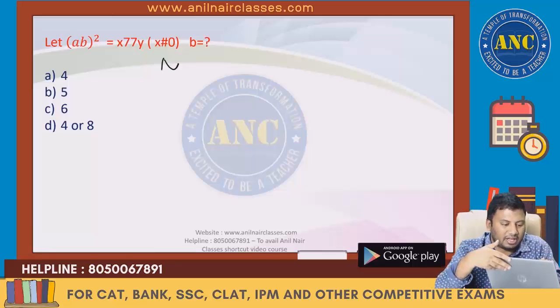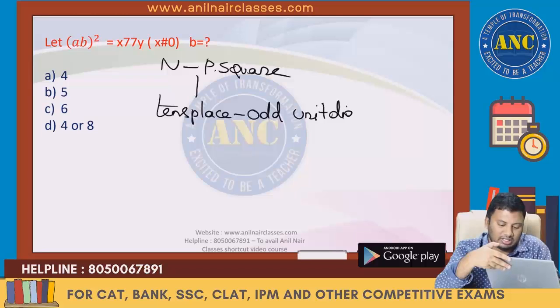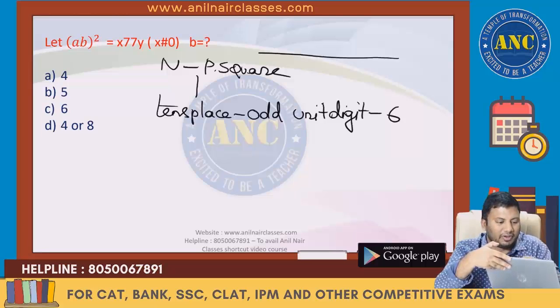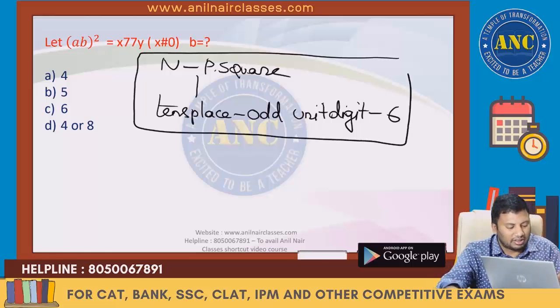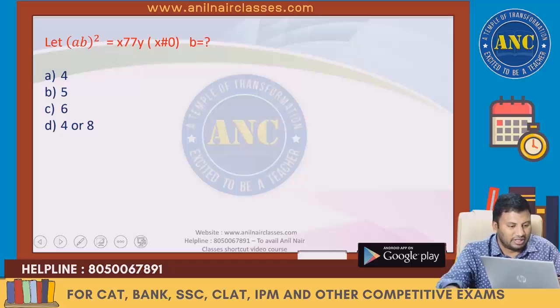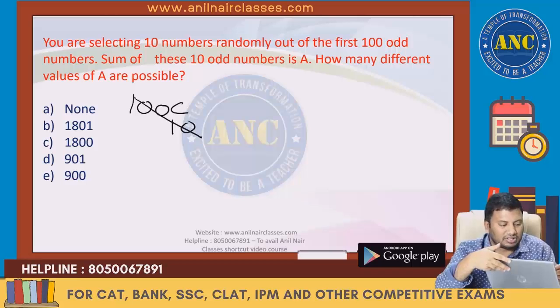Right? If a natural number is a perfect square, the tens place will be odd only if the unit digit is 6. This is the learning from this question. These also we discussed, right? Why is it not 100C10? We discussed it is because the sum value is becoming the same even if you change the numbers. So the answer for this question yesterday is 901.